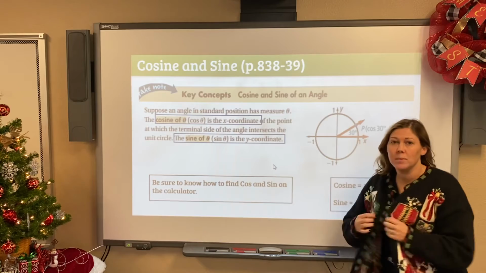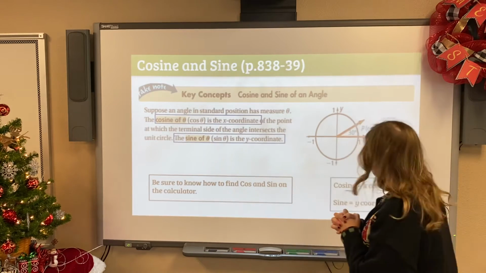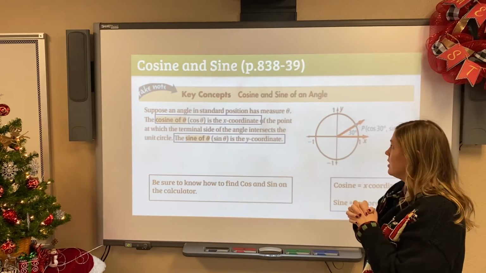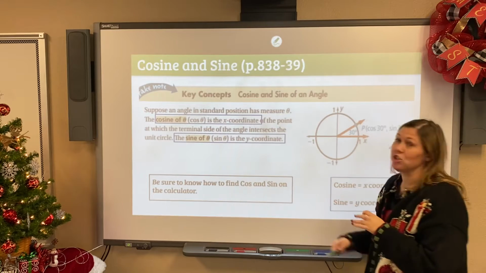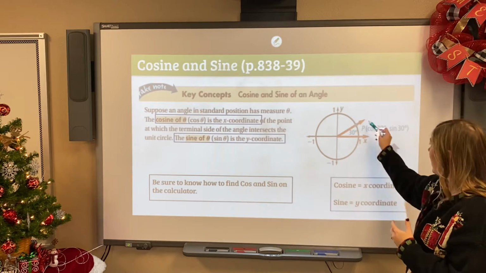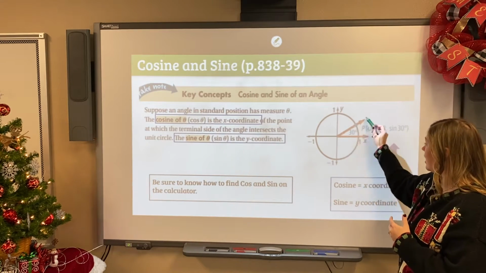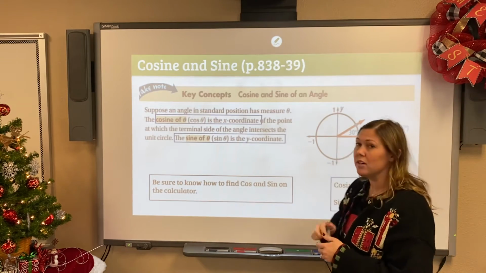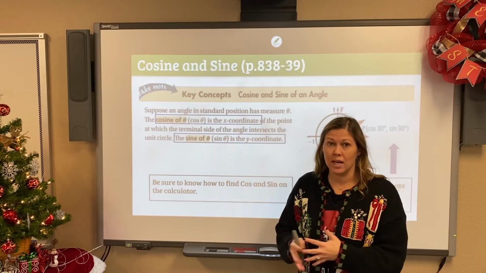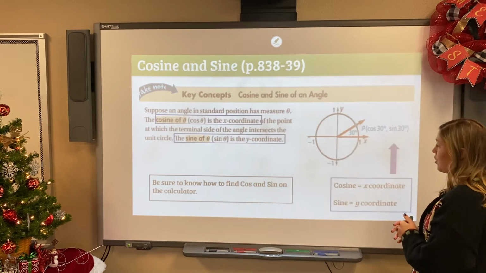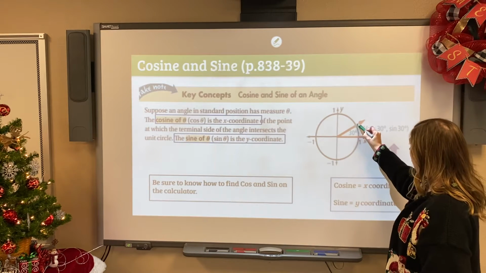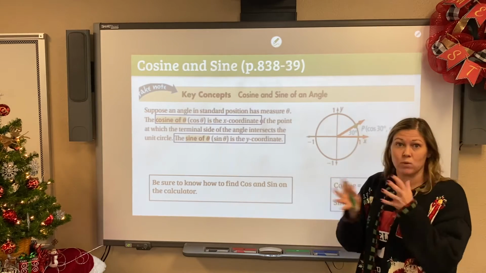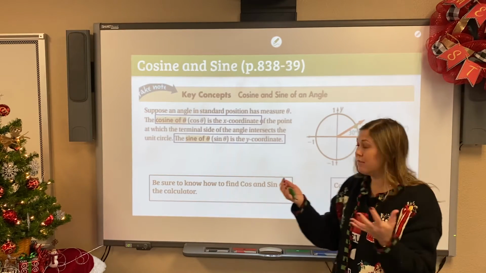Okay, so let's talk about sine and cosine of an angle. So suppose an angle in standard position has a measure of theta. So again, we have this angle, it's in standard position, and your angle of theta here is 30 degrees. You can find the sine and the cosine of this angle from this coordinate point. So this point right here is like a coordinate x, y point in our graph, okay?